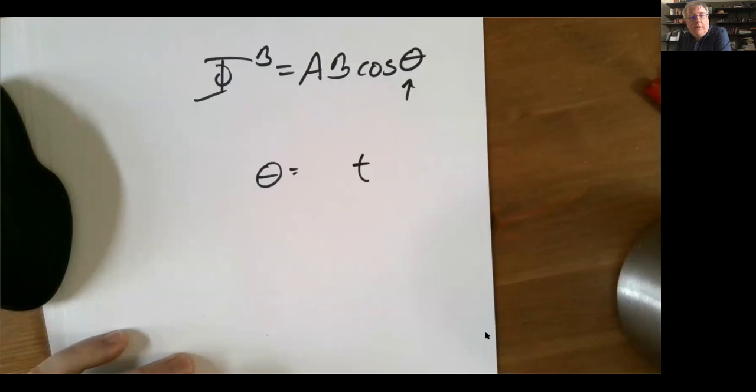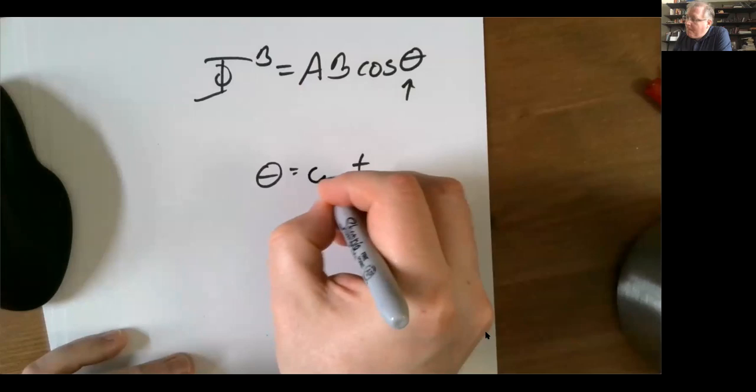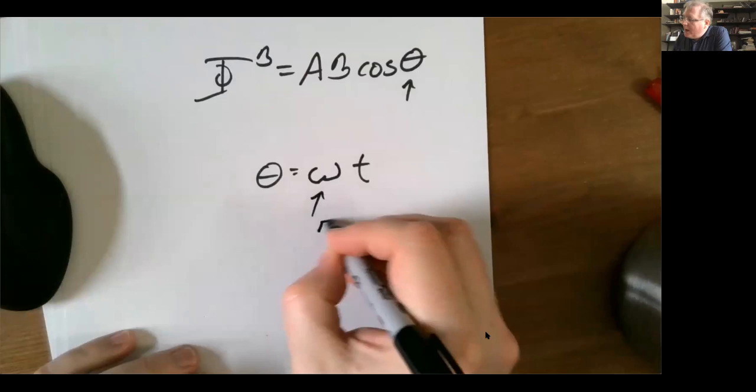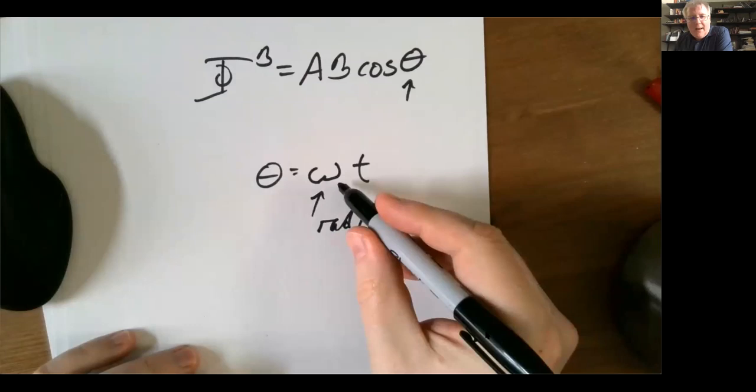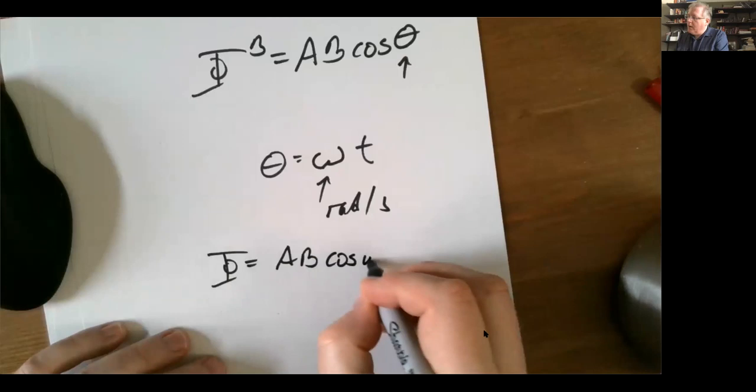Let's go back to first semester stuff. If I have it spinning at a constant rate, it's going to go the same number of degrees every second, like 10 degrees per second. So we need a number in here, which is how much angle per second. You remember this guy: angular velocity, you got it, right? This is in radians per second, not degrees per second. So this tells you how fast it's rotating. Okay, so now I can write down the flux is equal to A B cosine omega t.